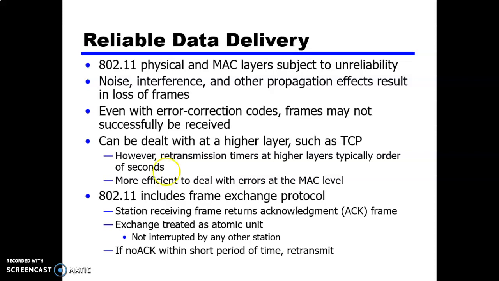802.11 includes frame exchange protocols. The station receiving a frame returns an acknowledgement frame, and here the exchange is treated as an atomic unit which is not interrupted by any other station. If no acknowledgement is received within a short period of time, then the sender will retransmit the frame.